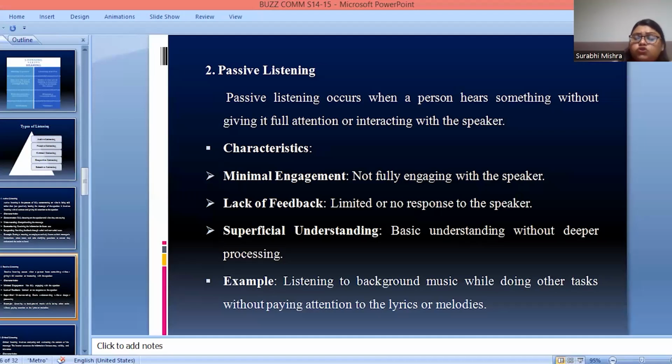So what you are doing is listening to music and also studying. Nothing will be retained in your mind, as your mind is diverted between two things, right? You are listening and you are studying also. So this will not result in a very good outcome. So this explains passive listening. Now we'll be discussing the next category of listening.